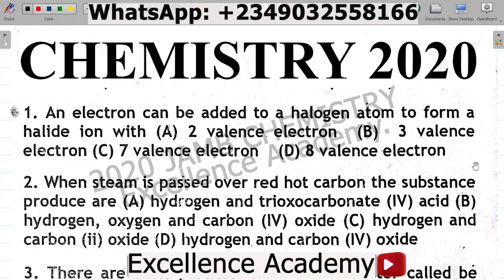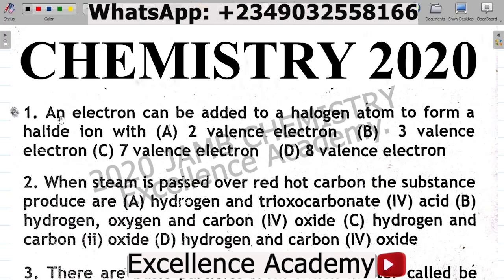Let's look at questions 1 to 10 of the 2020 JAMB Chemistry examination questions. Question 1 says, an electron can be added to a halogen atom to form a halide ion with A, 2 valence electrons, B, 3 valence electrons, C, 7 valence electrons, D, 8 valence electrons. So what is the answer to this question?